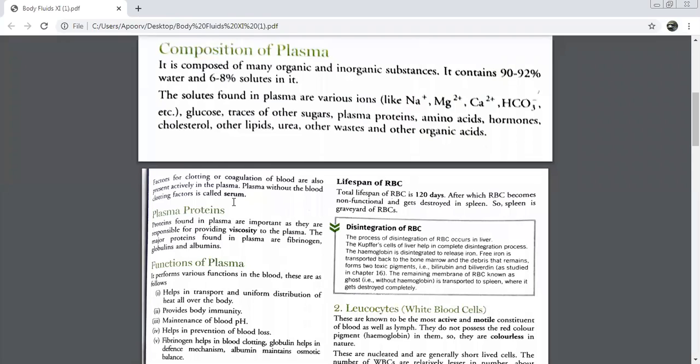Dekho beta, I'll tell you very simply. Blood changes into a gel because of a certain factor, a protein, which is present in the plasma. So the blood changes into what? It changes into a gel, which you normally call a blood clot.